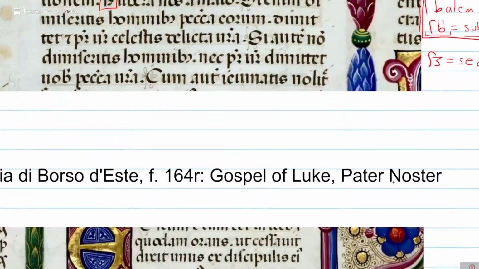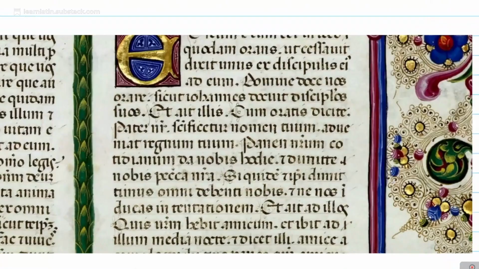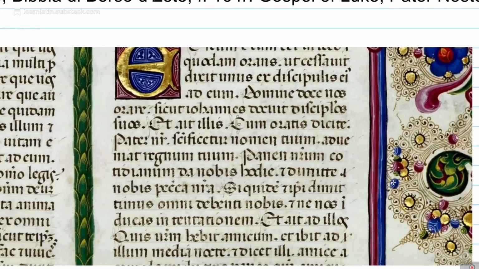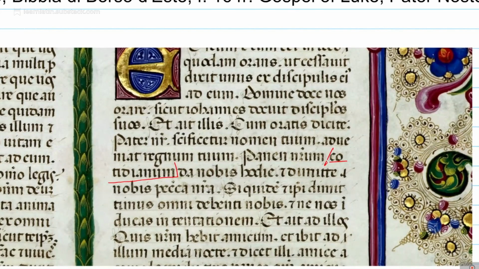As an exercise, it's up to you to read the shorter version of the Pater Noster in Luke, which is here, and you will find, spoiler alert, quotidianum, and not supersubstantialis. But that's a homework for you to do.